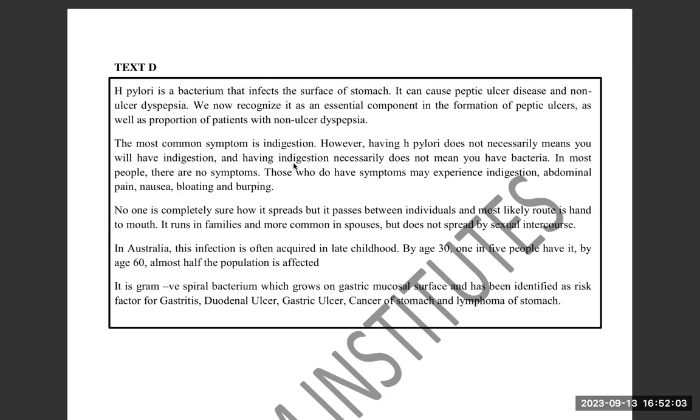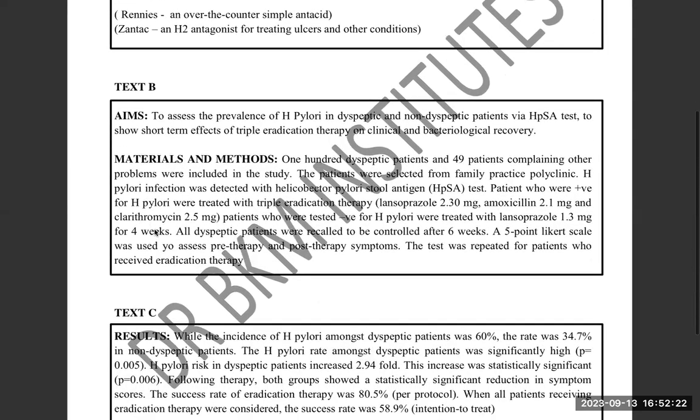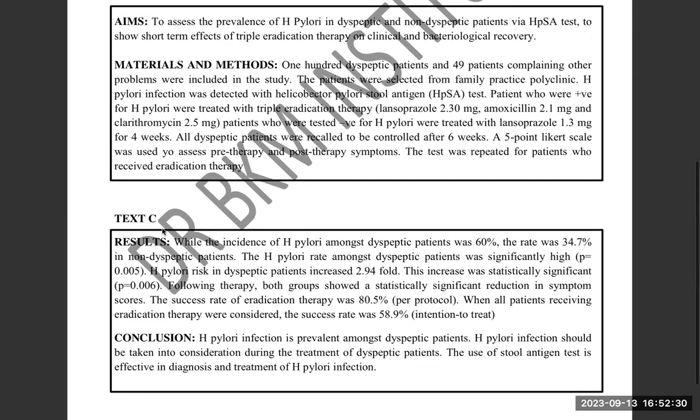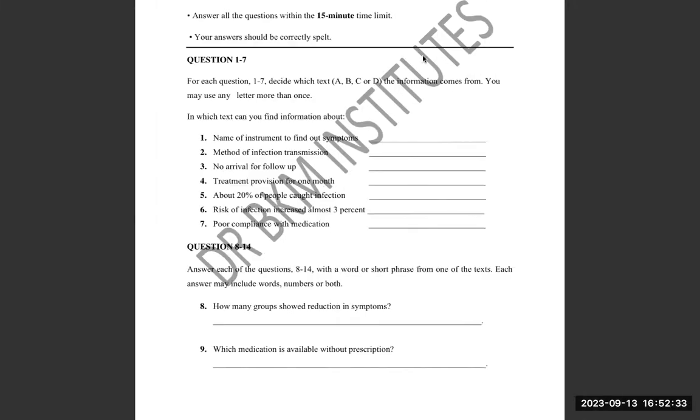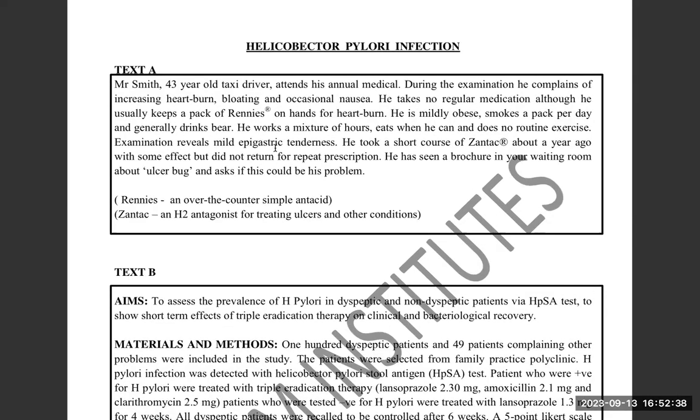So symptoms are given either in A or in D. No one is completely sure how it spreads, method of contamination, method of transmission. The infection in Australia is often acquired in childhood, age 30, 60, and so on. So that is what I have read in this part. And 4 weeks means 30 days. So timing, medication plus 4 weeks means almost 30 days. So 30 days means 1 month. So now I will try to find the keywords. Name of the instrument. Name of the instrument will be given in A. Examination reveals instrument names.